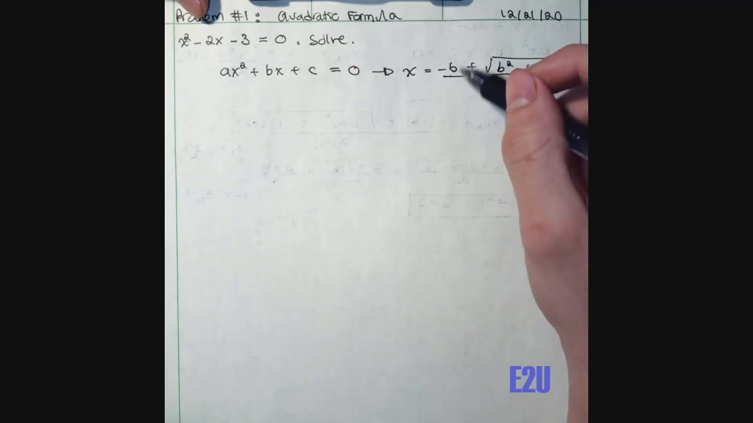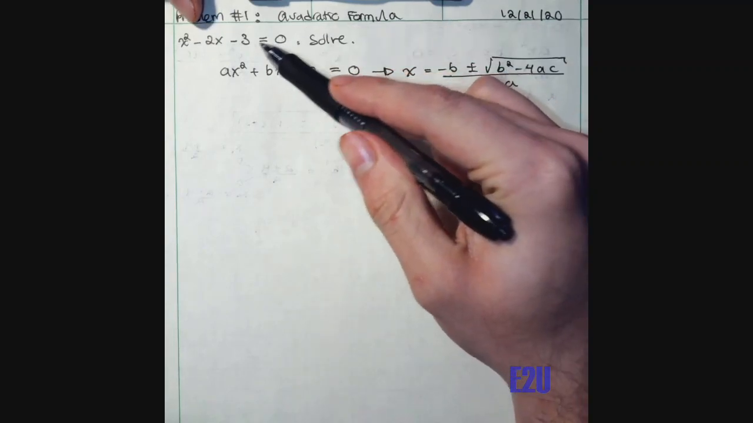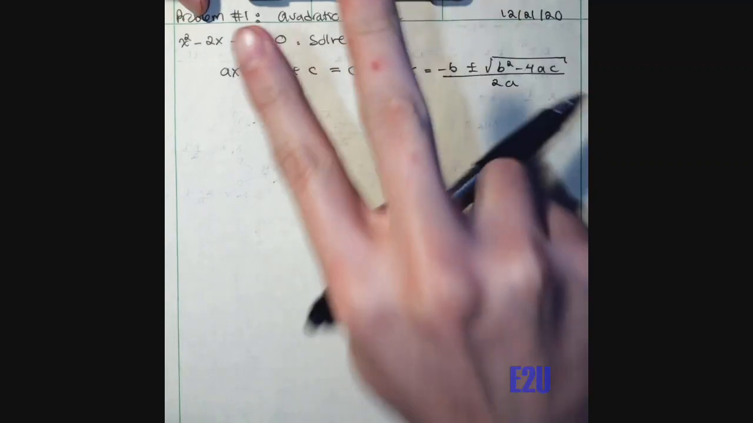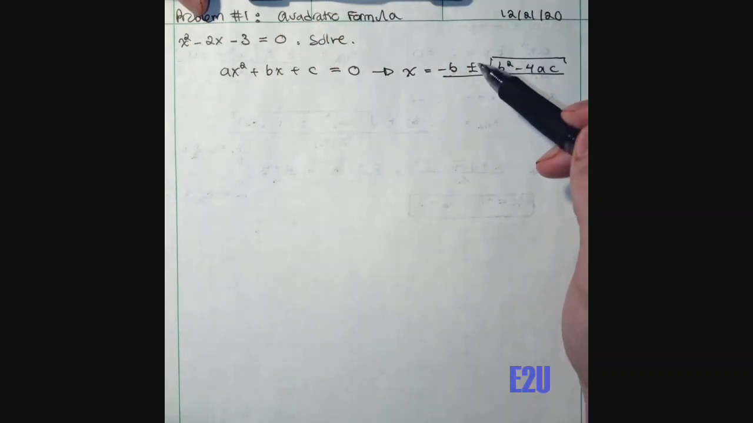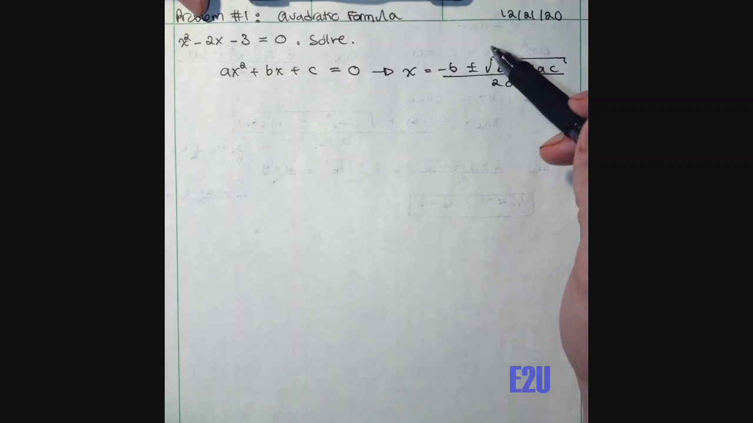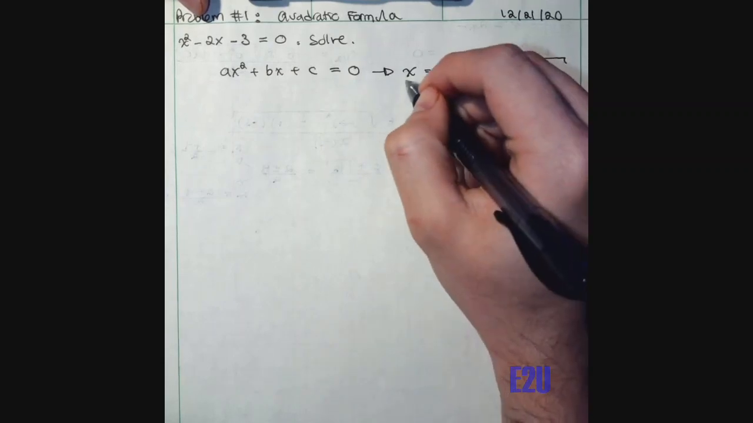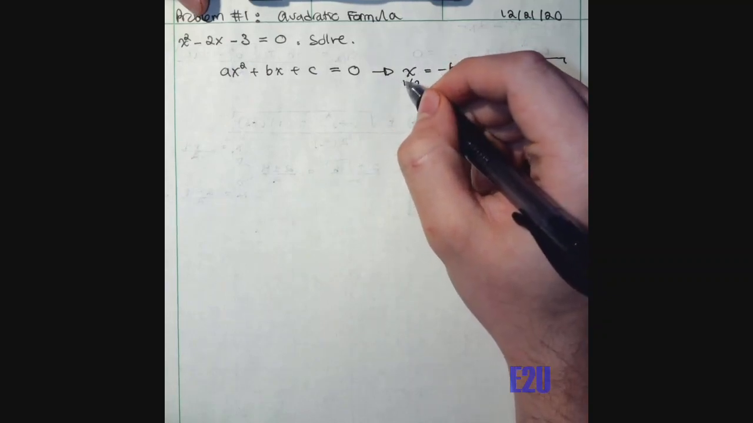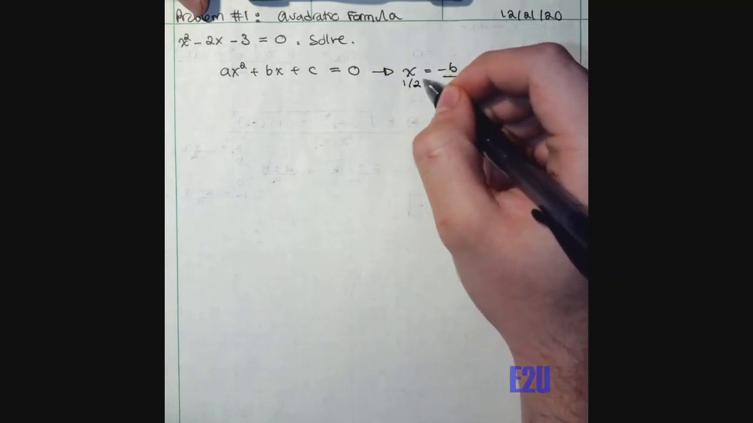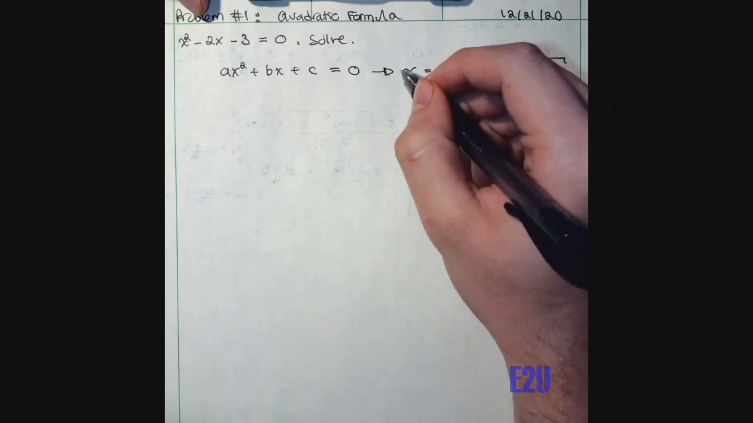This is a second order polynomial equation, so it has two solutions, and this is why we have the plus and minus. One solution is going to be with the plus, and the other one is going to be with the minus. So you can say that there's 1 and 2: x sub 1 and x sub 2 right here.